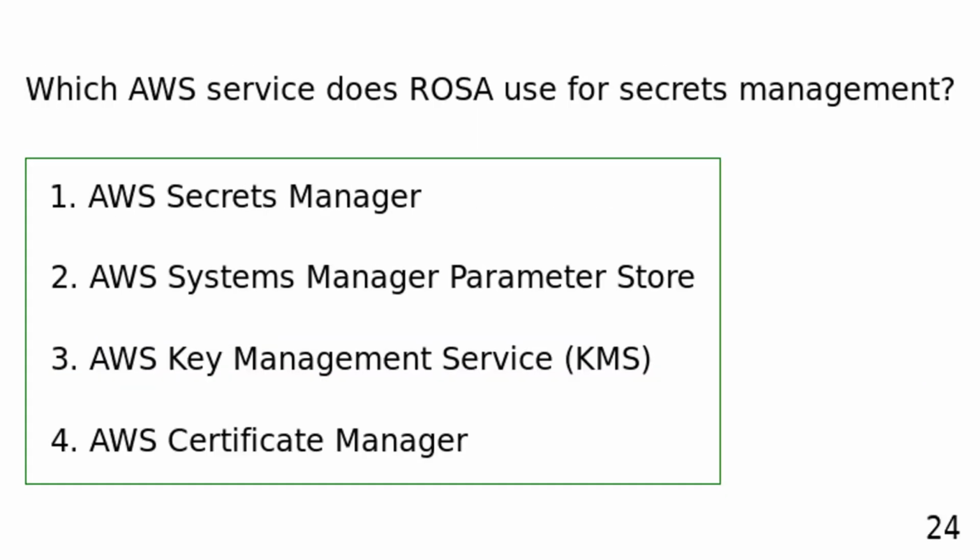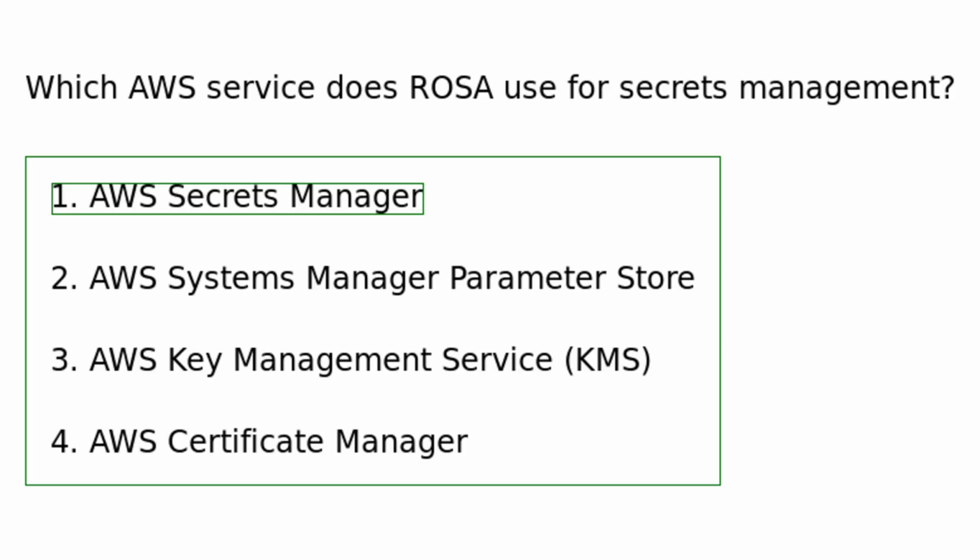Which AWS service does ROSA use for secrets management? AWS Secrets Manager. AWS Systems Manager Parameter Store. AWS Key Management Service. AWS Certificate Manager. ROSA can integrate with AWS Secrets Manager to securely store, manage, and retrieve secrets like database credentials.